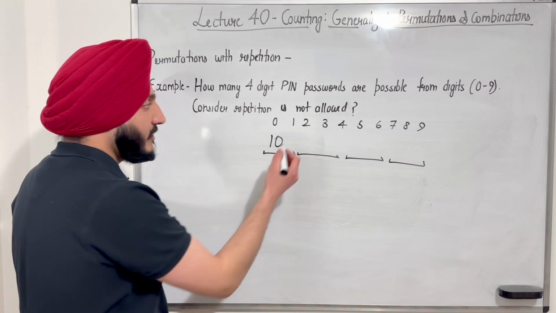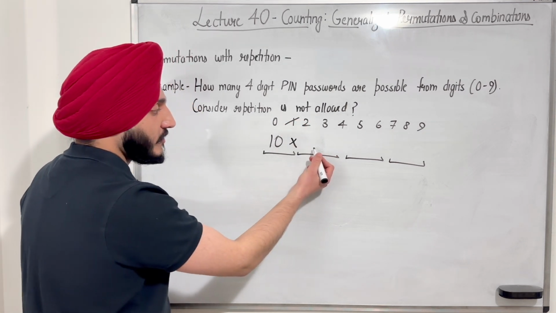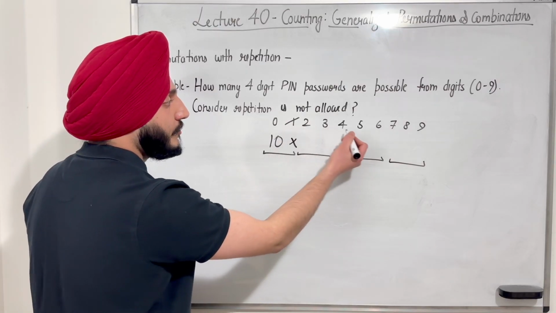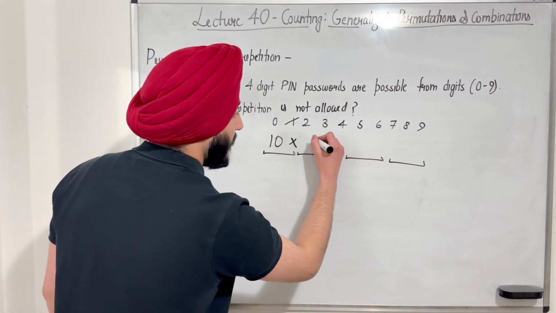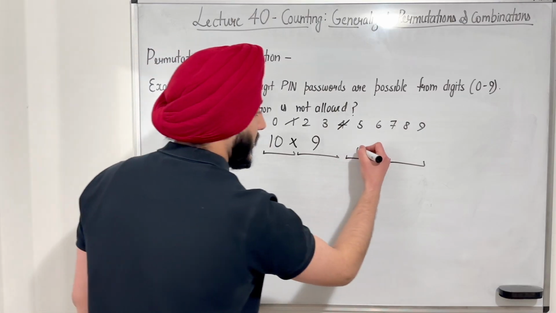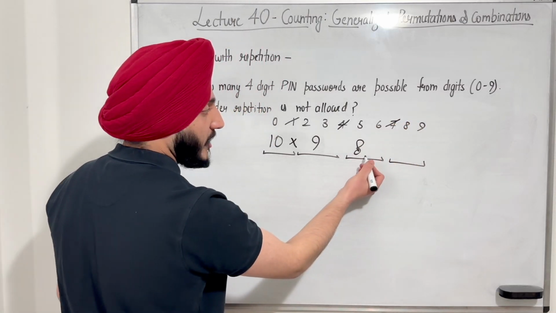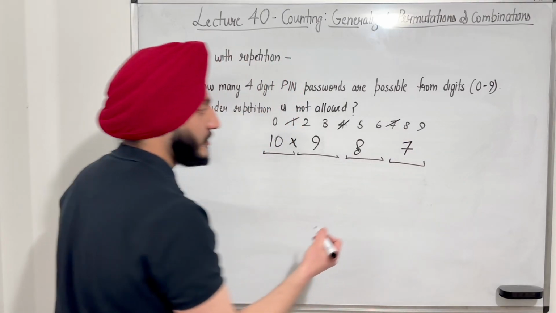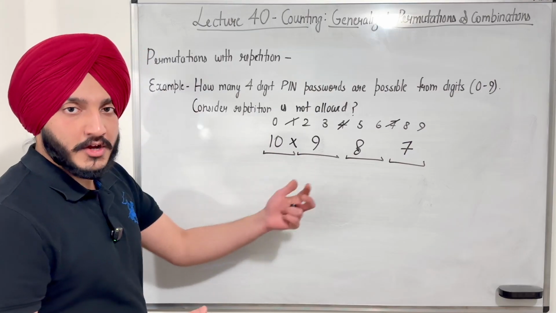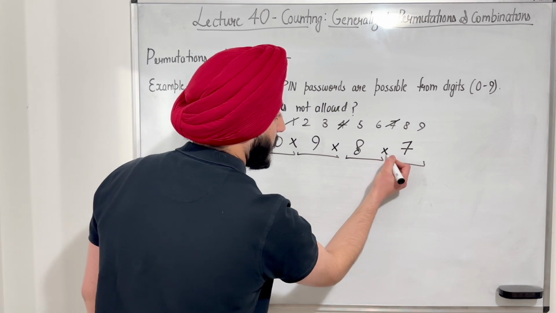Okay, so let's say I chose 1 as my first choice. So how many choices would I have in my second option, in my second pin? I can only choose from 0, 2, 3, 4, 5, 6, 7, 8, 9, which means I would have 9 options left. So let's say I chose 4 as my second option. Then in my third one, I would have 8. And let's say I chose 7 in my third position, so I would have 7 options left. So in total, how many choices would I have for pins if repetition is not allowed? The answer is 10 multiplied by 9 multiplied by 8 multiplied by 7.